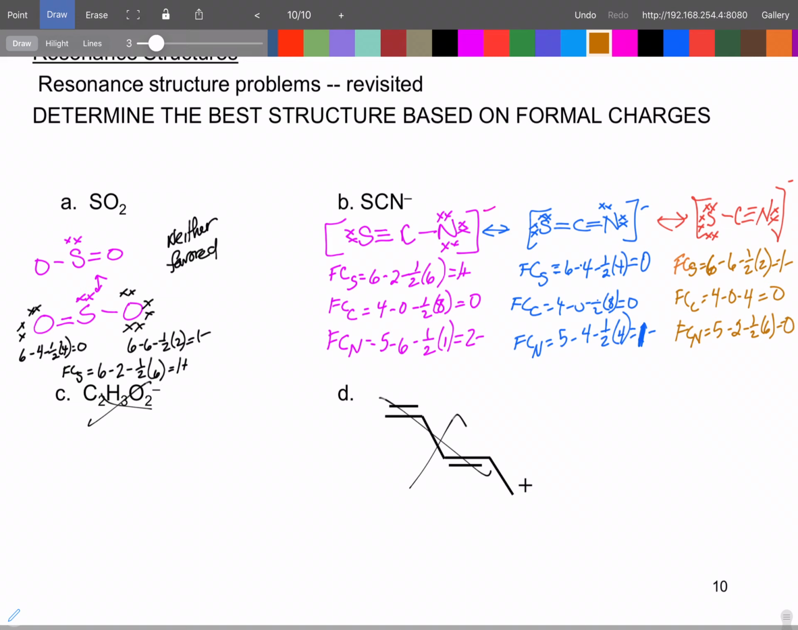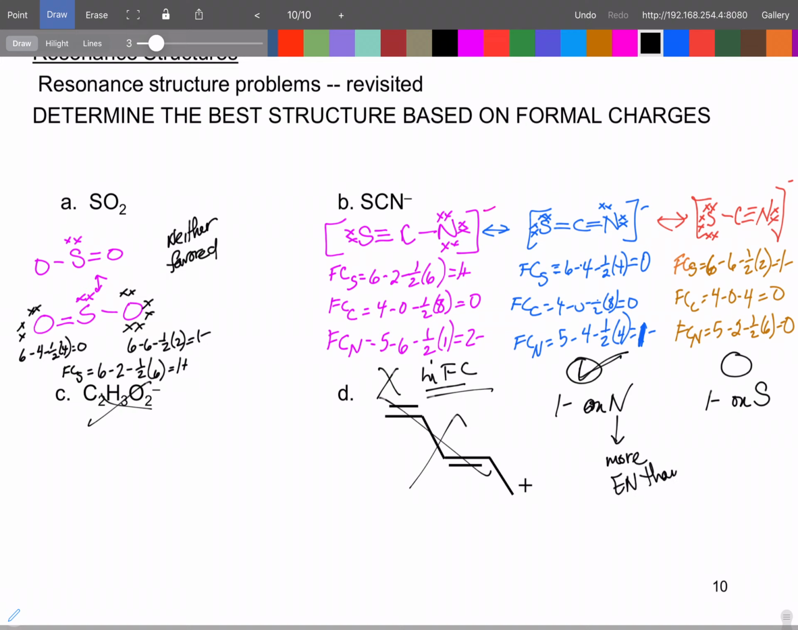All right. So then it says determine the best structure. Well, if we're looking at it, which one are we going to eliminate? The first one. This one is going to be eliminated because it has high formal charges. We don't like it. So that leaves us with this one and this one for consideration. In this structure, the negative is on the nitrogen. In this one, the negative is on the sulfur. So this is going to be your best one because nitrogen is more electronegative than the sulfur.